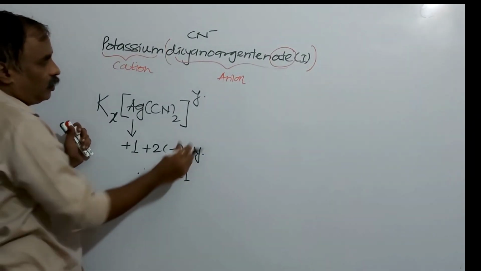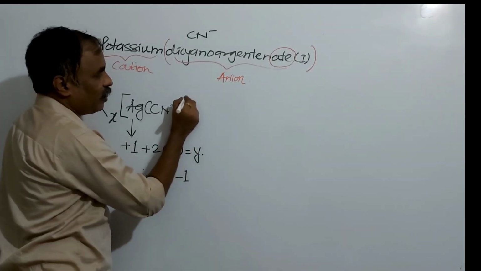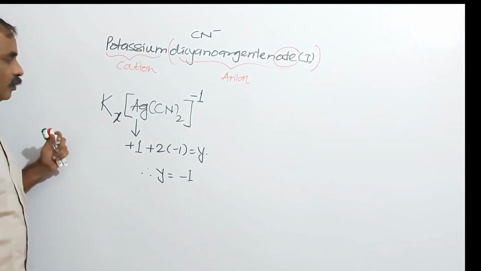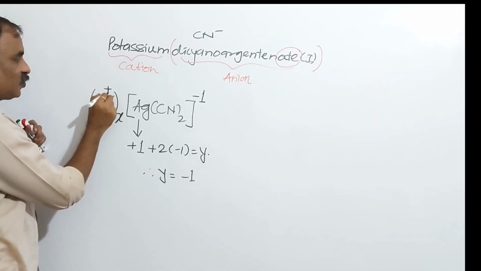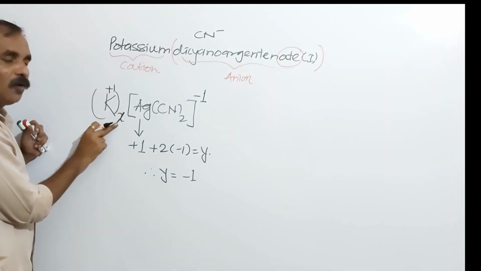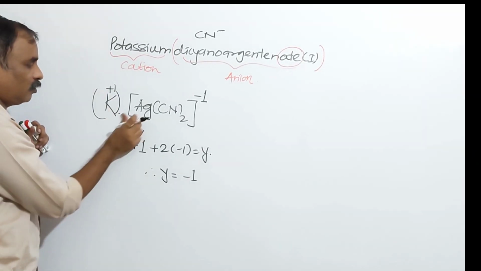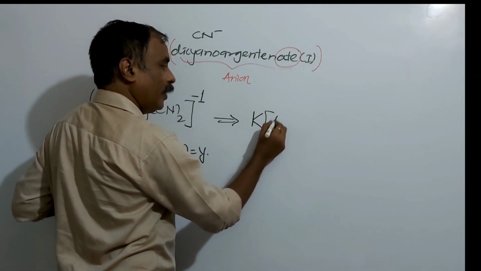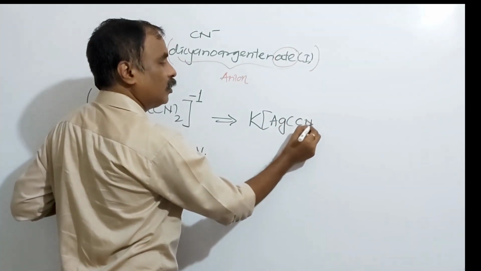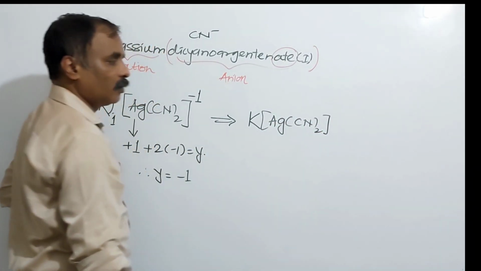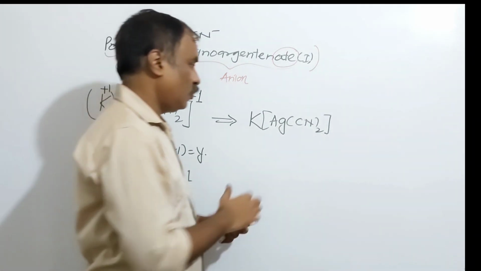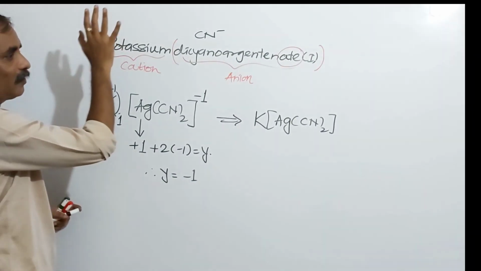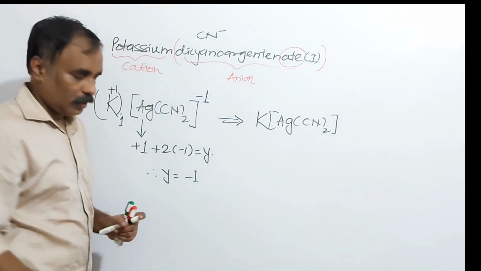-1. So which charge is on the square bracket? A minus charge. So to neutralize, +1 is required. Which charge is on potassium? +1. So what should X be? 1. So the formula of this we can write as K[Ag(CN)2], potassium dicyanoargentinate 1. This is the IUPAC name, and from this IUPAC name we can write the structural formula. Another example.